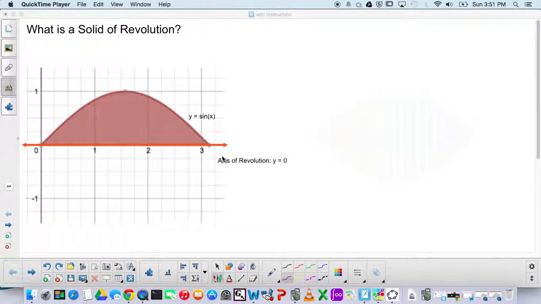Okay, so today we're going to learn how to find the volume of the solid of revolution. And in this first part, we're just going to learn how to find all the necessary information that we need to find that volume. So first, let's talk about what a solid of revolution is.